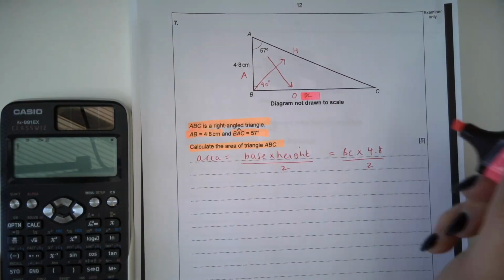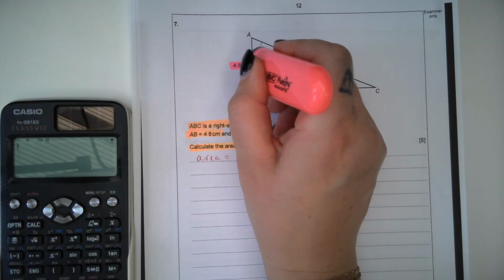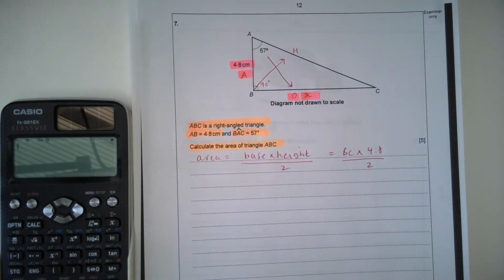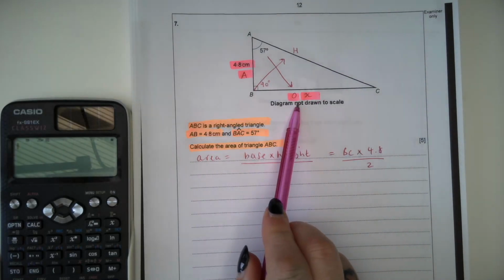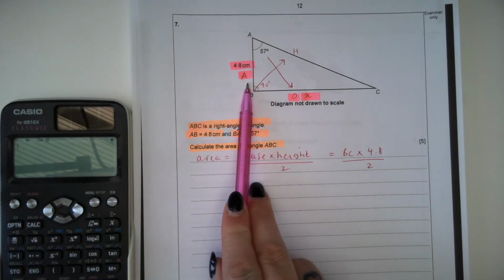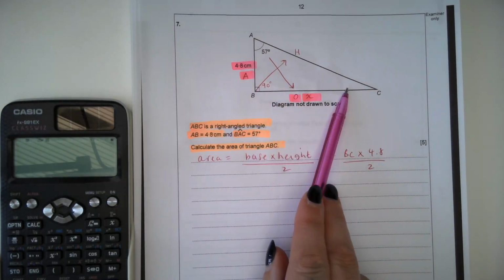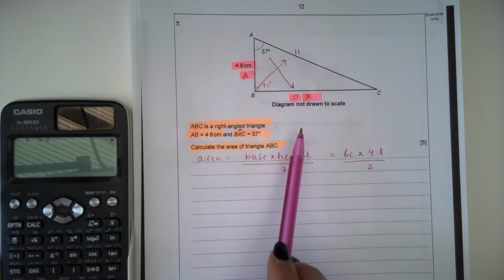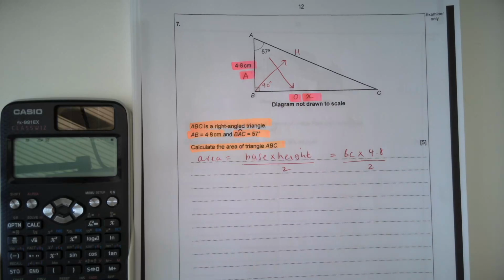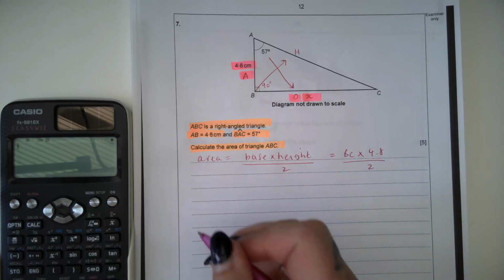So we're looking for BC, and we know what AB is. So we're looking for the opposite, and we know what the adjacent is. We're not interested in AC, we're not looking for it, and we don't know what it is, so we're going to ignore it. We're going to use the opposite and the adjacent side. So when we're working with SOHCAHTOA, the opposite and the adjacent relate to the tangent.